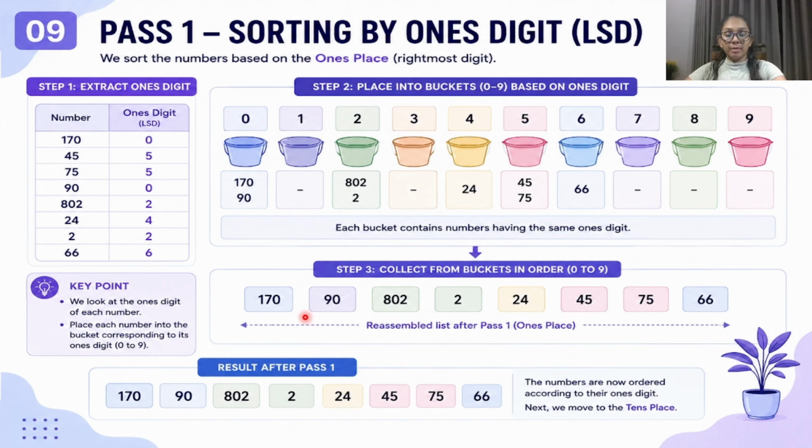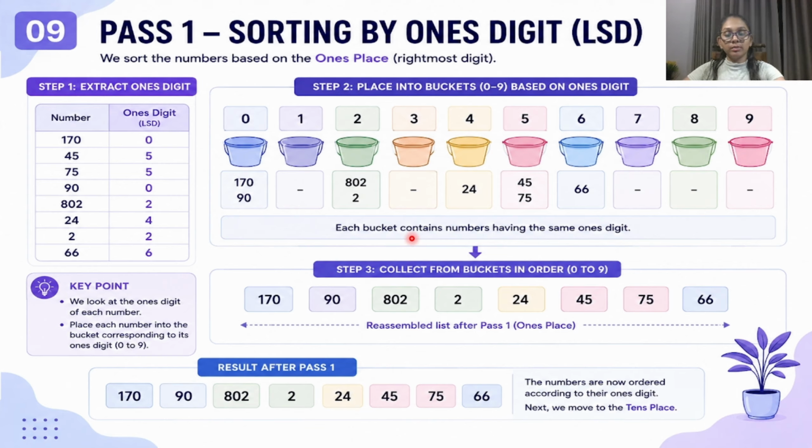Now let's look at our buckets. Bucket 0 contains 170 and 90. Bucket 2 contains 802 and 2. Bucket 4 contains 24. Bucket 5 contains 45 and 75. And bucket 6 contains 66. All other buckets are empty.